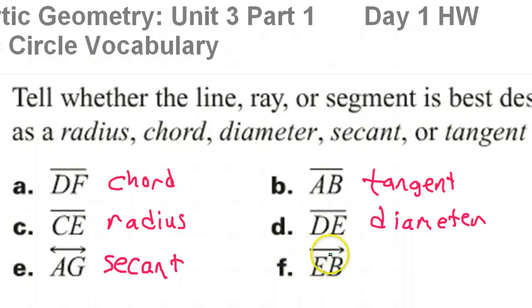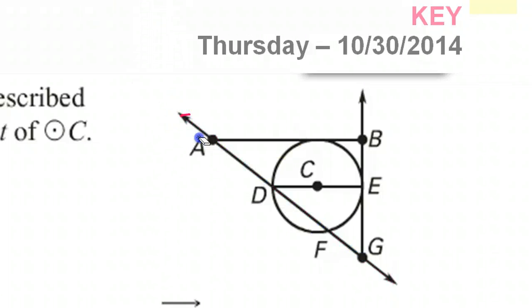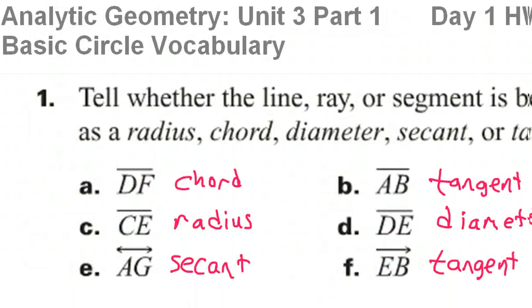And ray EB. See the little symbol, ray EB. Okay, here is ray EB. Ray EB is once again a tangent because of the way it only intersects the circle at the one point. And even if it did keep going, it still would only touch at one point. So this is definitely a tangent, and point E here would be the point of tangency. Okay, that was number 1.